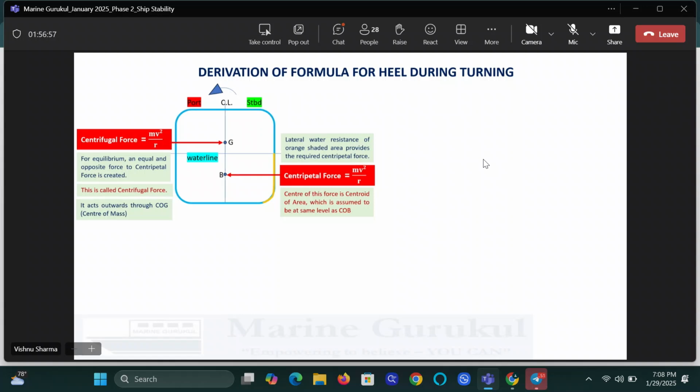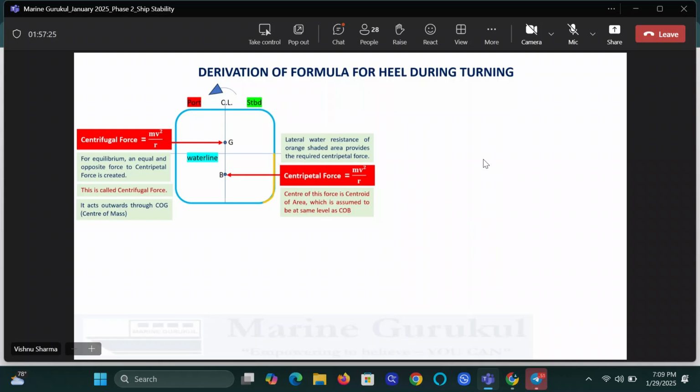Now you have two forces which are equal, parallel and opposite. They form a couple. And the couple will have a moment, and that will heel the ship. Now see the direction of the couple. Will it heel the vessel to starboard or port? Starboard, sir. So this will start heeling the vessel to starboard.